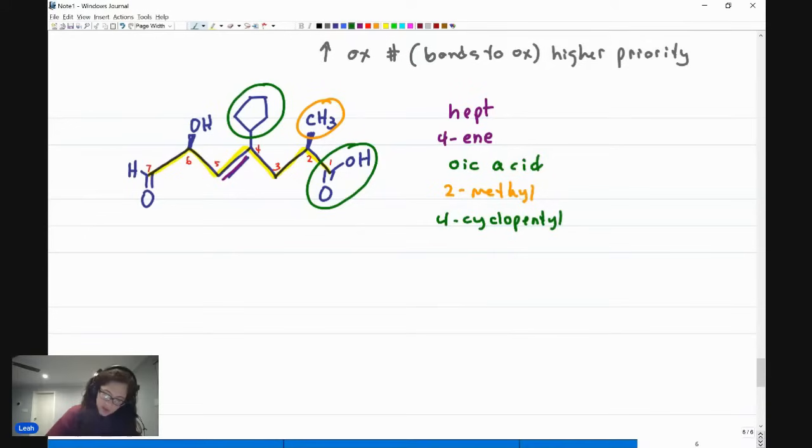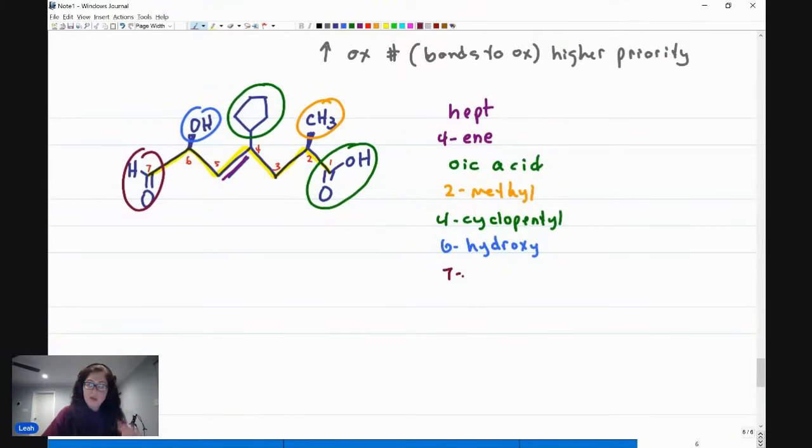I have the 4-cyclopentyl. I already got the pi bond. I have an alcohol on carbon 6. Because it's not the highest priority, it's demoted to a substituent as 6-hydroxy. And I have an aldehyde on carbon 7. Again, because it's not the highest priority, it's demoted.